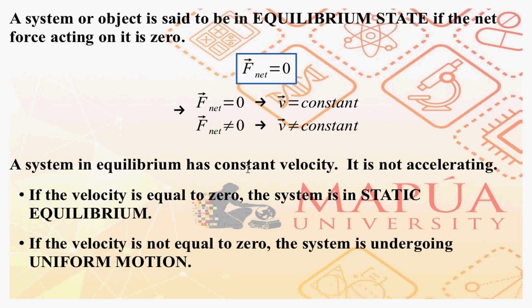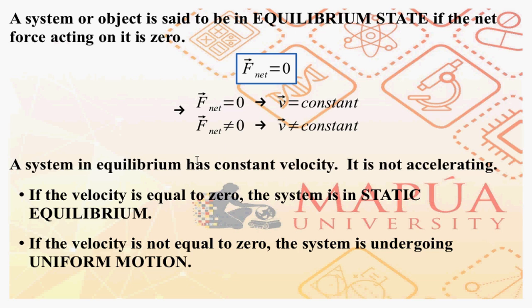On the other hand, if the net force is not 0, if the system is not in a state of equilibrium, F net is not equal to 0, then the acceleration is not equal to 0, the velocity is not constant. So a system in equilibrium is characterized by constant velocity. It is not accelerating.